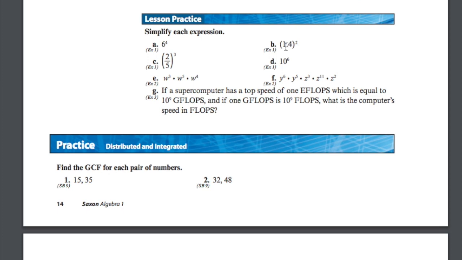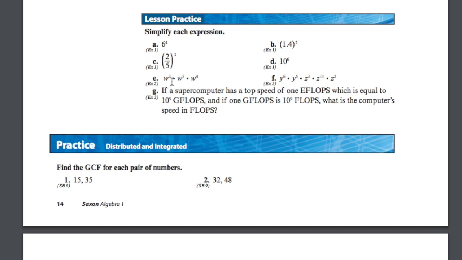Letter C, 2/5 to the third power means you're going to write both the numerator and denominator out 3 times, so 2/5 times 2/5 times 2/5. Multiply 2 times 2 times 2 to get 8. 5 times 5 times 5 would get you 8 over 125. Letter D, 10 to the 6th, we've got a power of 10. We know that we can write a 1 and then 6 zeros behind that, so that actually gives us an answer of 1 million.